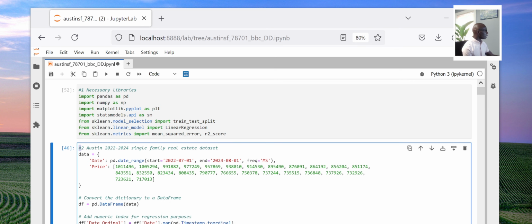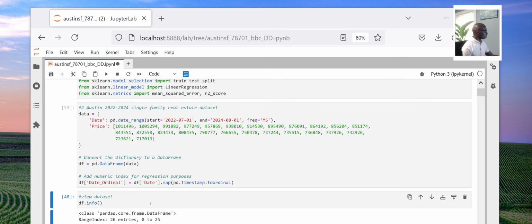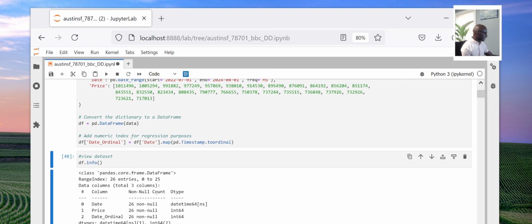Now we're actually going to go ahead and take a look at the Austin 2022 through 2024 single family real estate data. This data is from July 1st, 2022 through August 1st, 2024. Now I'm just going to take a look at my data to ensure this data set is complete, and it looks like there's 24 rows. The columns are the date, the price, and because I'm also going to do an 80/20 test, I've also created copies of the original price so that it can be ingested.